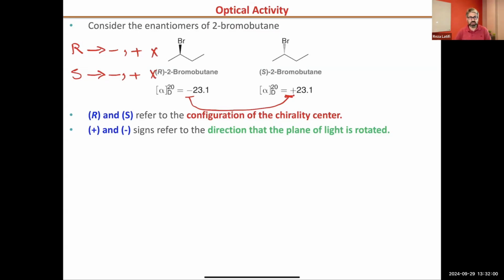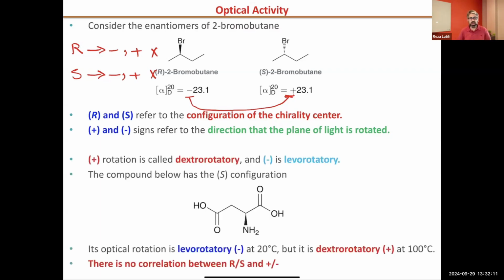R can be plus or minus. S can be plus or minus. Don't connect them. Don't say because R is negative here, R forever is going to be negative. That's not true. R can have any direction. Sometimes you will see these two terms, dextro-rotatory and levo-rotatory. I know the pronunciation is hard. Dextro stands for rotation to the right side, and levo for rotation to the left side.